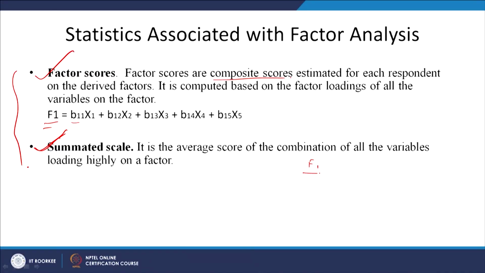Suppose there are 10 variables. If you want to calculate a factor score, all the 10 variable loadings are to be taken. But suppose I am doing a summated scale and factor 1 has loaded with only variables 1, 3 and 4, then only each respondent's scores on those will be summed up. That means the score he has given for variable 1, variable 3 and variable 4 will be taken, summated and the average recorded. This new column which we generate is called my summated scale, right.